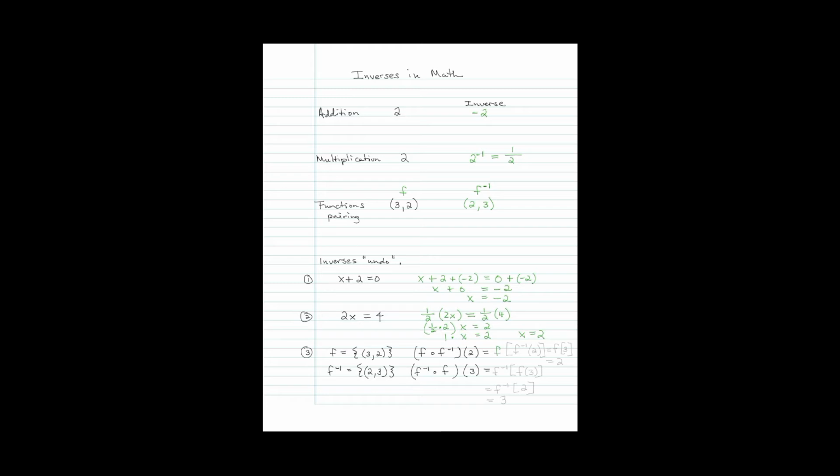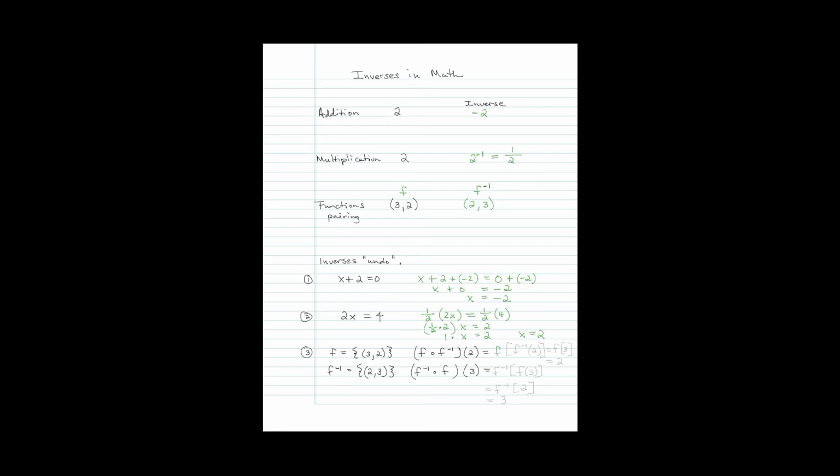So what I want to do is show you what happens if you compose a function with its inverse. So first we're going to find f of f inverse of 2. You may have to review your composition of functions. And f inverse of 2 is 3, and then f of 3 is 2. So notice that we started with the number 2 and we ended with the number 2.